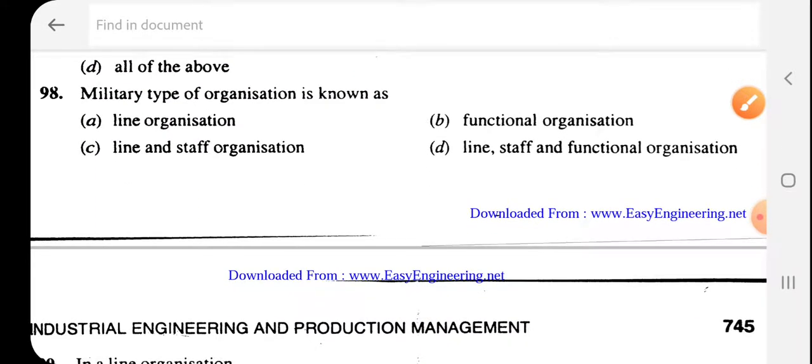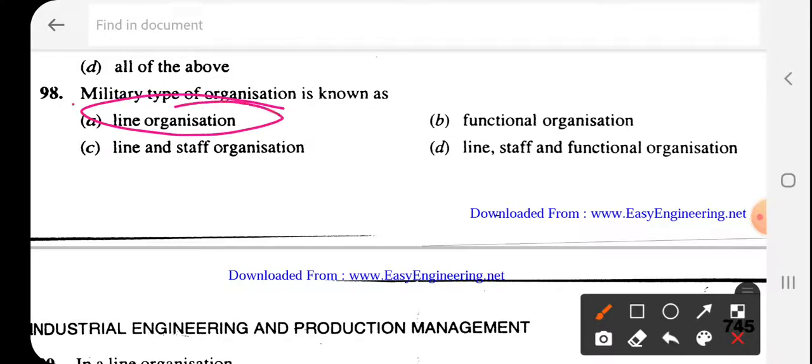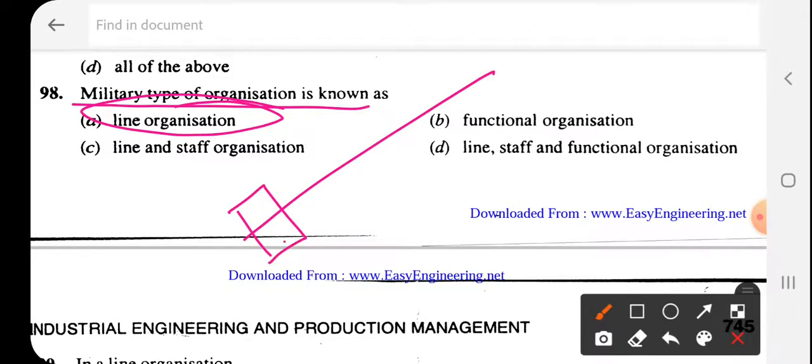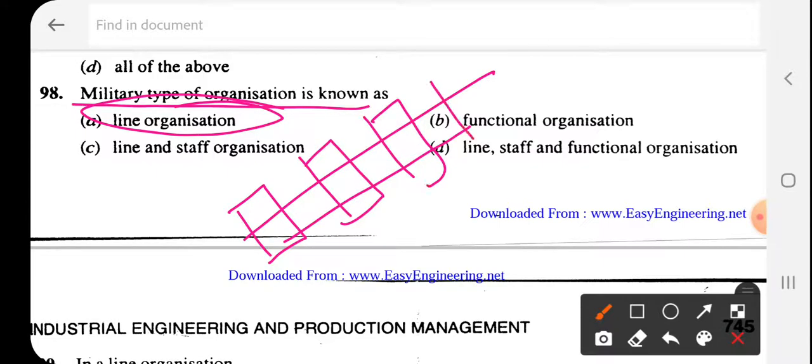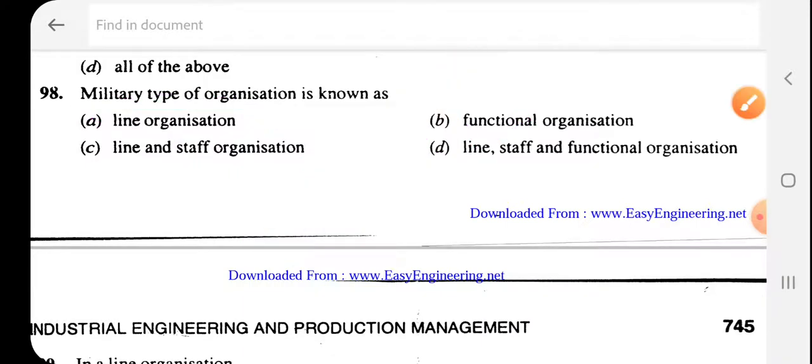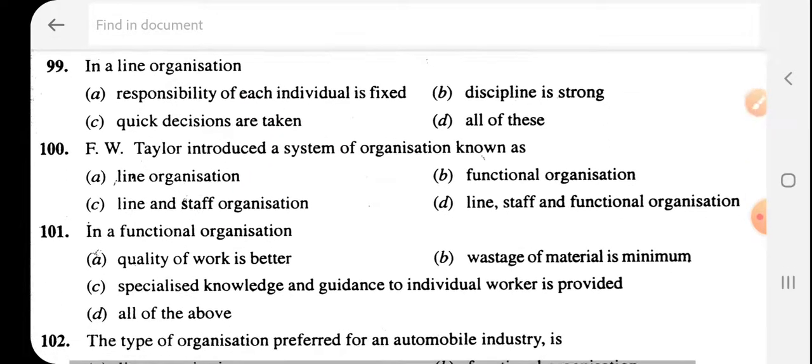A military type of organization is known as line, staff and functional organization. Which type? Tell me. Military type is line organization. In the military, if you want information, it has to go in a sequence: first department, second department, third department and higher management level. You will get the answer in the line organization. So 98 is A.